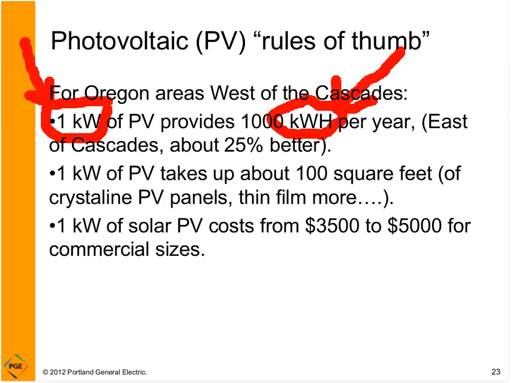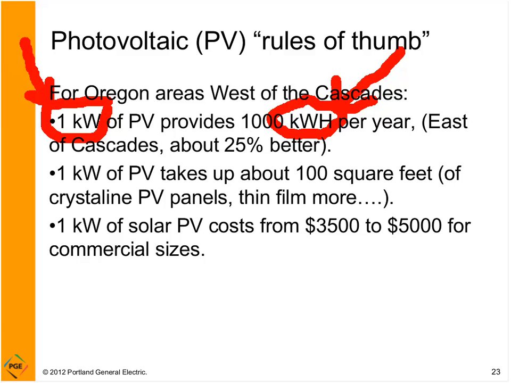So here, west of the Cascades, 1 kilowatt of PV system will provide 1,000 kilowatt hours per year. And again, this is a very scalable system, so if I put a 3 kilowatt system on my roof, I'll get 3,000 kilowatt hours per year. So this is a very good rule of thumb to remember. East of the Cascades, you'll get about 25% more.